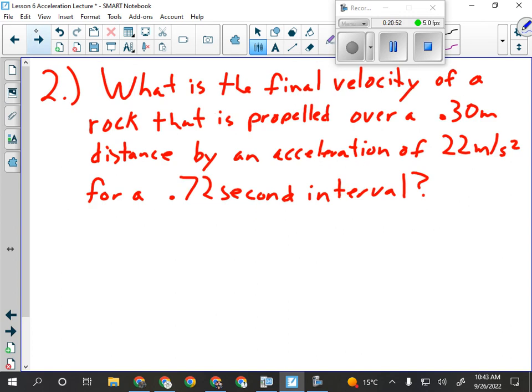Try that one. So we're looking for the final velocity of a rock propelled over a 0.30 meter distance by an acceleration of 22 meters per second for 0.72 seconds.